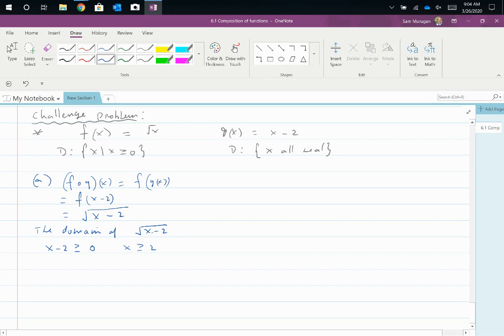Now, consider this in relation to the domain of the original function. The g function said this was all real numbers. But the restriction here is that x must be greater than or equal to 2. So the domain of f composed of g of x is all x such that x is greater than or equal to 2.